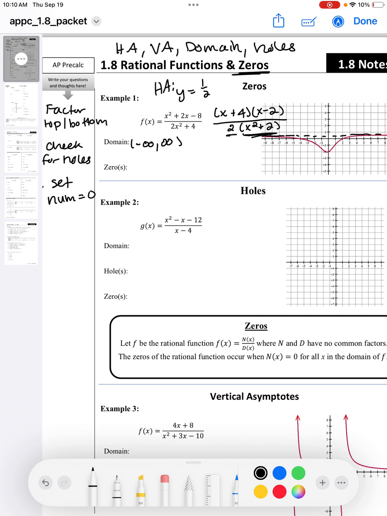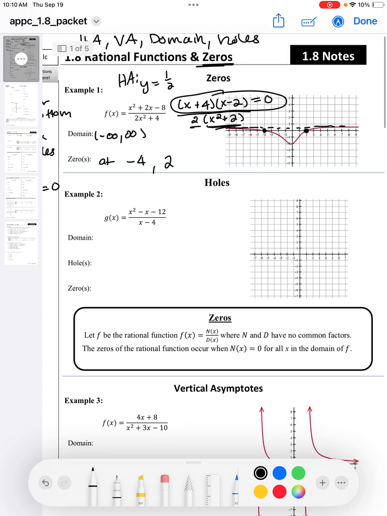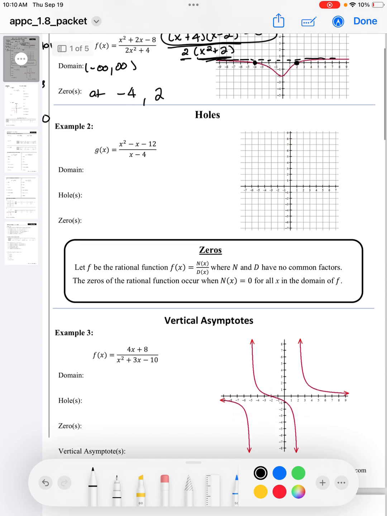So how you would find the zeros is you would take the numerator and set it equal to 0. So that would mean we have zeros at -4 and 2. And let's just see if that makes sense. Yep, -4 and 2. So all you do is just set the numerator equal to 0. Okay.